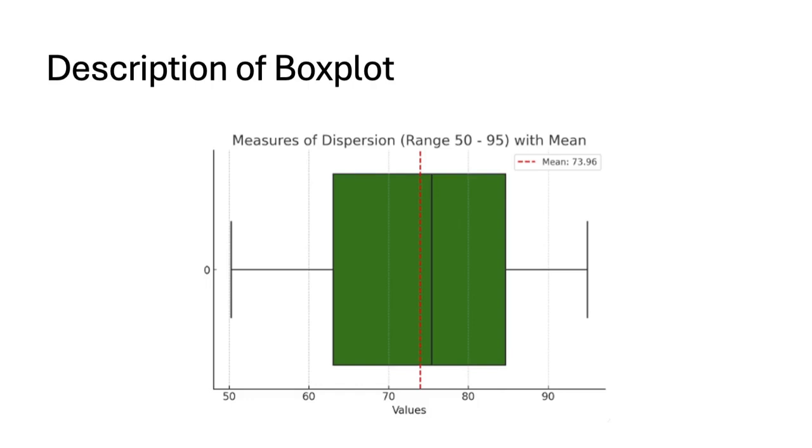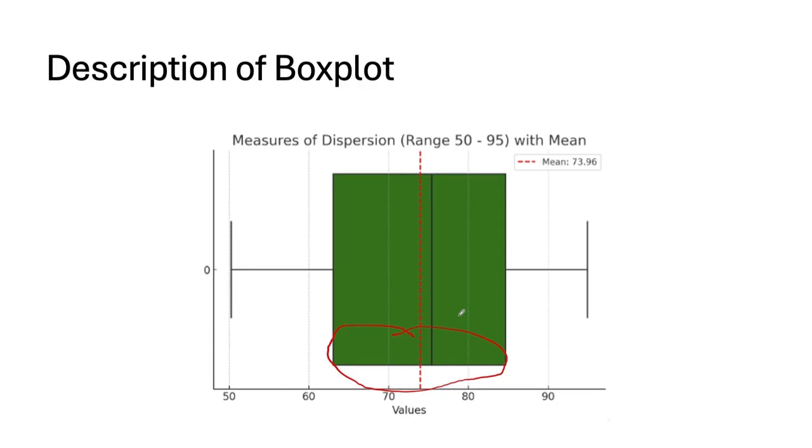It has a red dashed line again representing the mean of this data set. Here's what each element in the image tells us. The box itself is the interquartile range, known as IQR, which is the spread of the middle 50% of the data. So this box here is represented by its length and is calculated as the difference between the third quartile, known as Q3, and the first quartile, Q1. This represents the middle 50% of the data set, so it shows us where most values are concentrated.